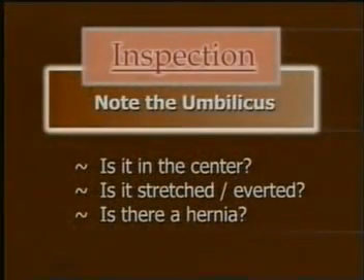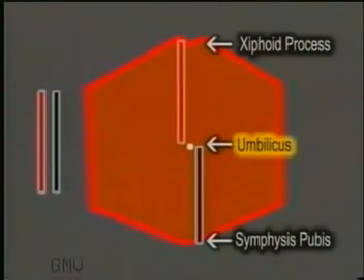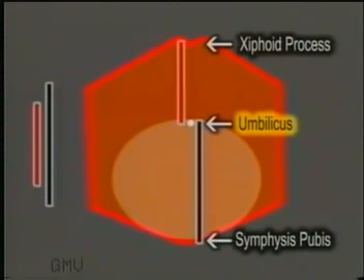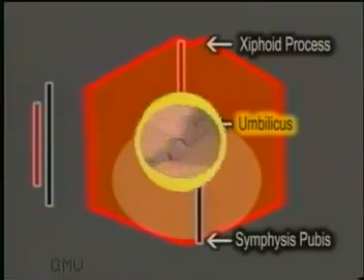After inspecting the skin, inspect the umbilicus. Is the umbilicus in the center? Normally, it is in the midline, midway between the tip of the xiphoid process and the top of the symphysis pubis. It is displaced upwards by the lumps arising from the pelvis.